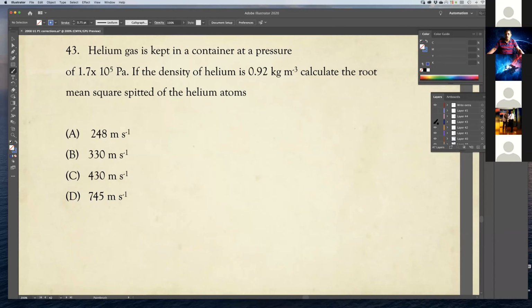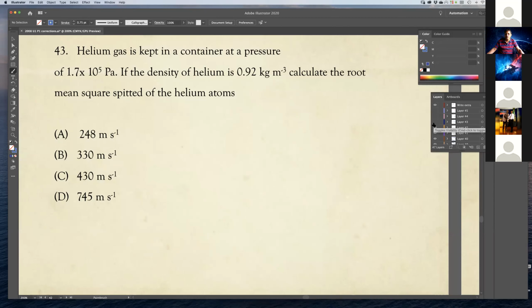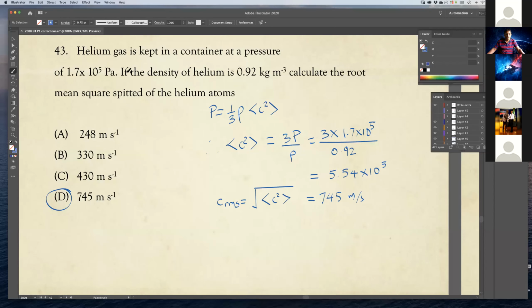Number 43. In this question, we were given the density, and there's one equation for pressure, how it relates to density, that P is equal to 1/3 rho C squared. Do you all know this equation? Yes, sir. Anybody want to see where that equation comes from?